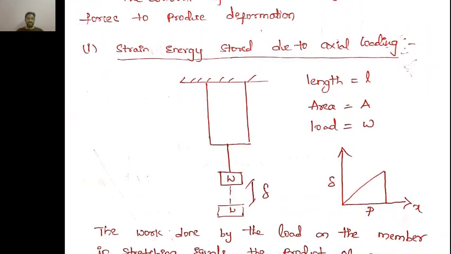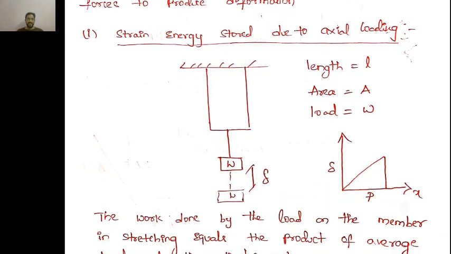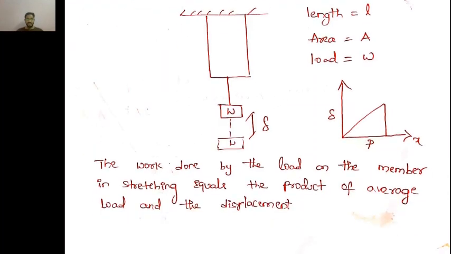First of all, I am considering an elastic member subjected to an axial load W, having length L and area A. After being subjected to the axial load, the member is automatically deformed, that is, a change in dimension, which I am treating as delta. So what is the work done? Work done is the external source that produces the deformation.